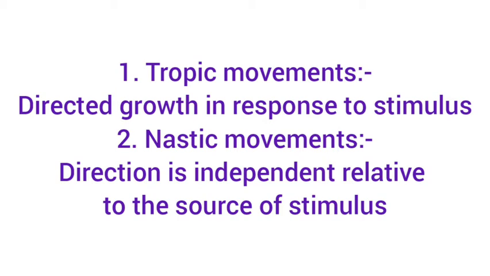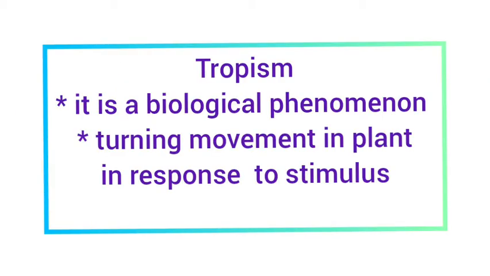Charles Darwin and his son Francis described two broad categories of plant movements. The first one is tropism, which is directed growth in response to stimuli, and nastic movement, which is direction independent movement relative to the source of stimulus. Let us first understand tropic movements in plants.